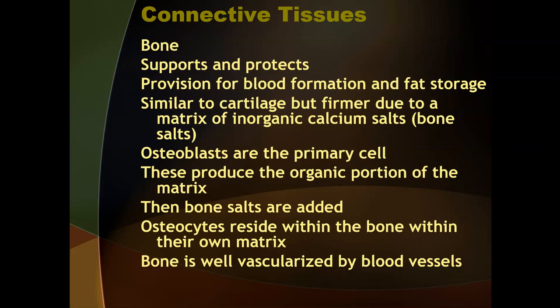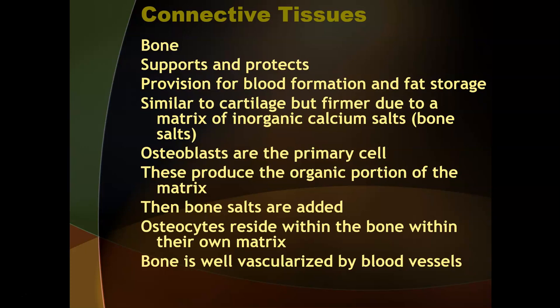Osteoblasts are the primary cell because they're going to create the matrix around themselves. And osteoblasts produce the organic portion of the matrix. Once the organic portion of the matrix is created, it then becomes impregnated with the bone salts, which results in what we see as a hard bone. Once the osteoblast, like all the others, surrounds itself in its matrix, it no longer produces matrix and converts into the maintenance form known as an osteocyte. So we say that osteoblasts are the primary cell that produce the organic portion of the matrix, and then the matrix gets calcified or impregnated with salts.